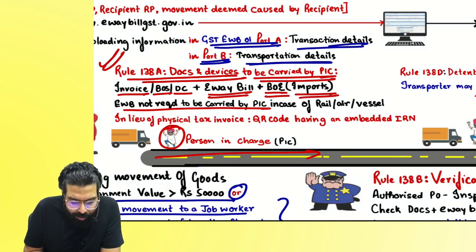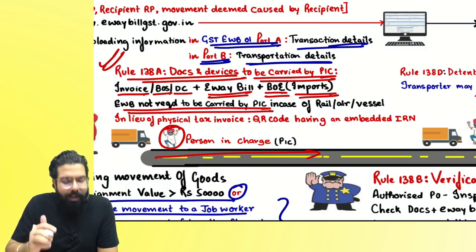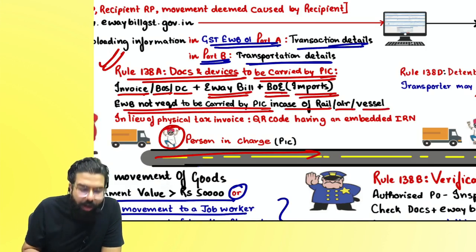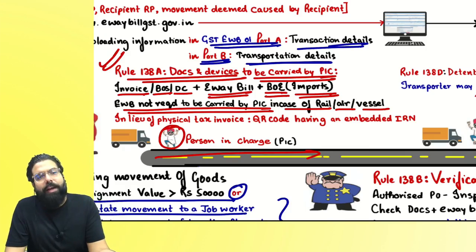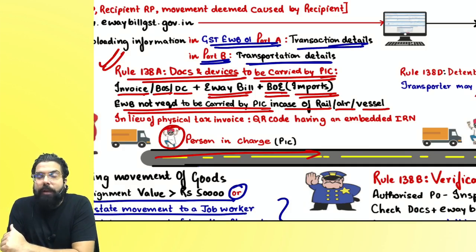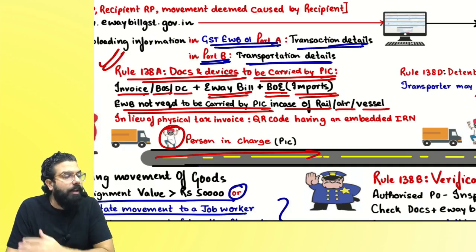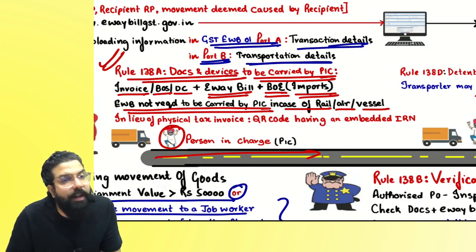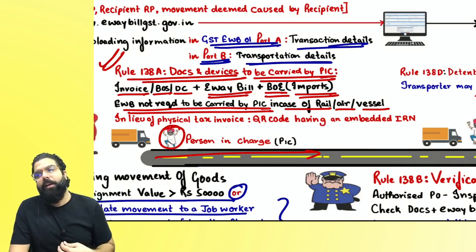E-way bill is not required to be carried by the person in charge in case of rail, air or vessel. If the goods are going by rail, air or vessel, then in that scenario, do you think the train's conductor will carry the e-way bill? Do you think the plane's pilot will carry the e-way bill? In that scenario, e-way bill is not required to be carried by the person in charge.